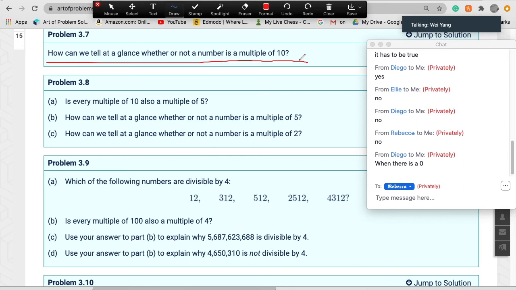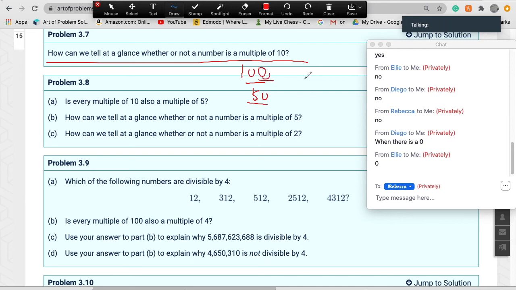If a number has 0 as its ones digit, you check this one digit. If the ones digit is 0, then this number will definitely be a multiple of 10. Otherwise, this number is not a multiple of 10. Say 50, 100, they're all ones digit equals 0. But like 53, the ones digit is 3. So this number is not a multiple of 10. Great. Now let's continue.